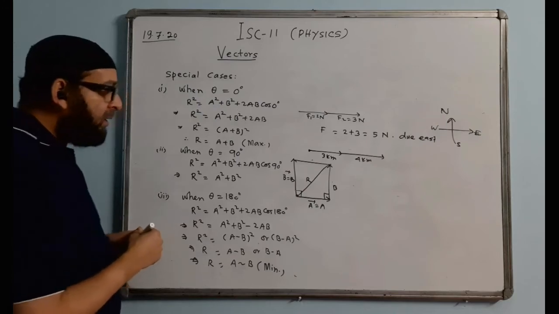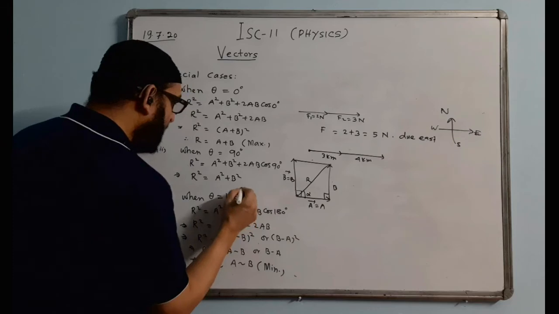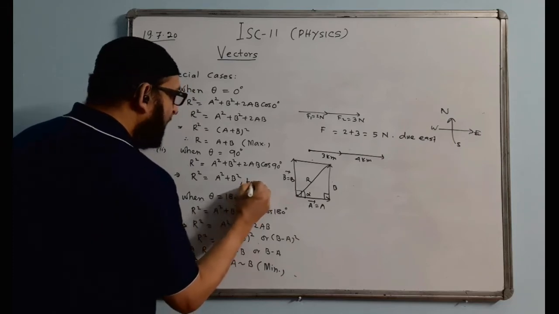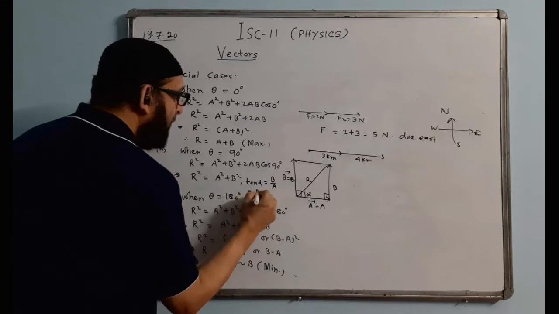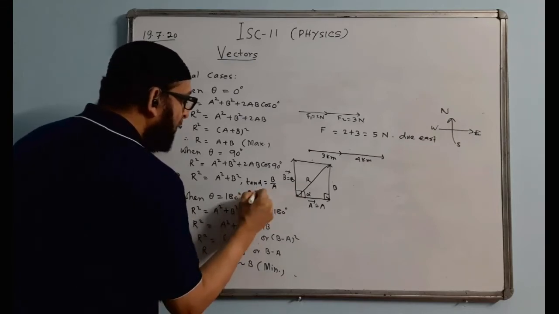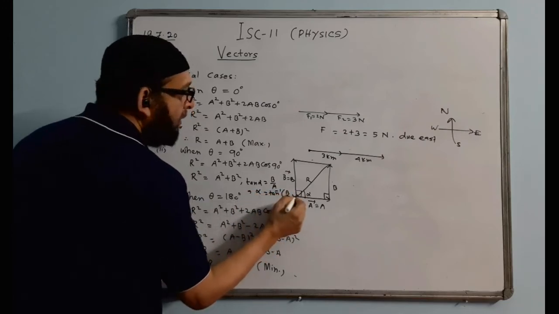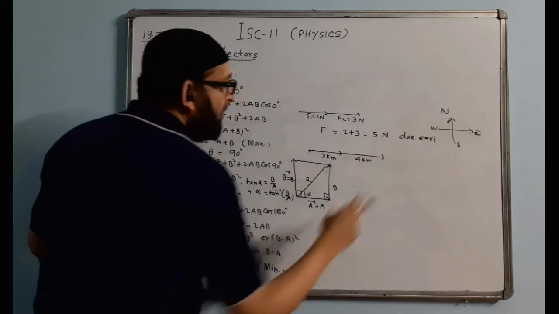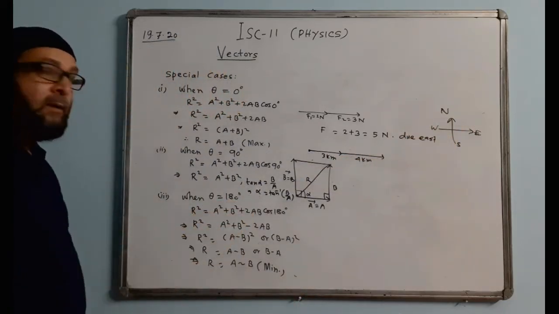And what about the direction? For direction, we will take this angle as alpha and find the direction here. Tan alpha is equal to B by A, or alpha is equal to tan inverse B by A. What direction do you call it with respect to this mapping? Northeast. This will give the value of the angle alone.